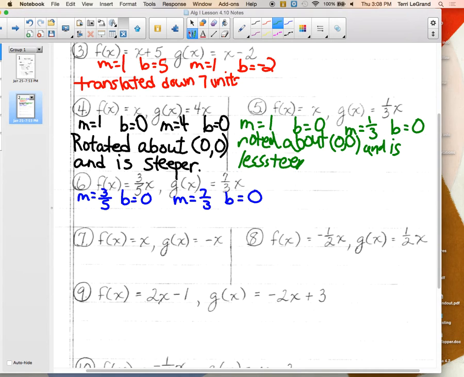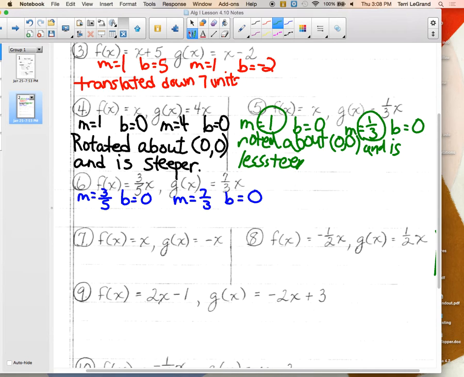Okay, why is it less steep? Because the slope went from 1 to 1/3. Yeah, 1/3 is smaller than 1, that's the new slope. We always compare the new to the old. So 1/3 is smaller than 1, not larger, so it got less steep, right?